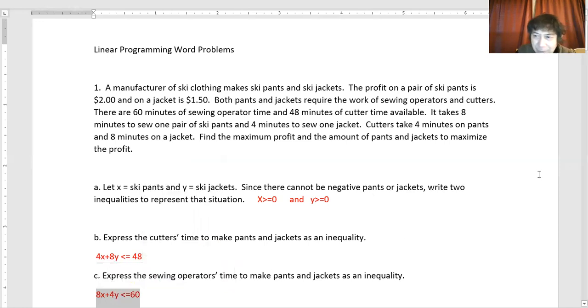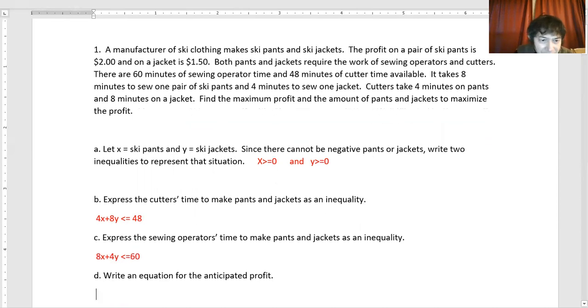There. All right. So I hope it remains red for the next statements. All right, and so we're going downwards here. Write an equation for the anticipated profit. Okay, we can find that in the second statement. The profit on a pair of ski pants is $2, and a jacket is $1.50. So all we need to do is $2 times x.